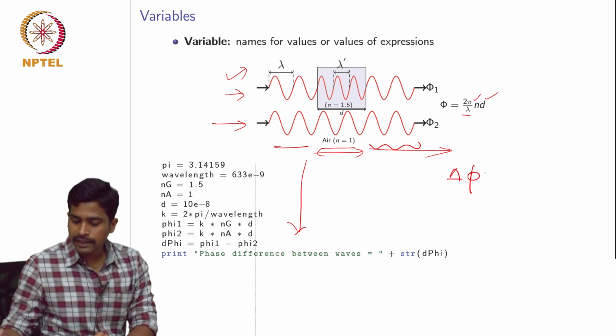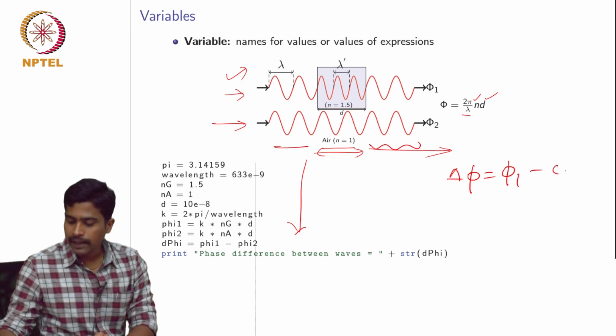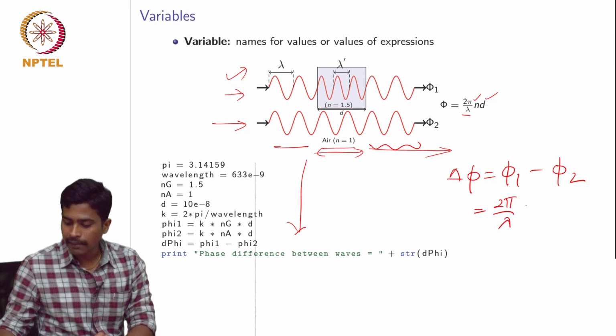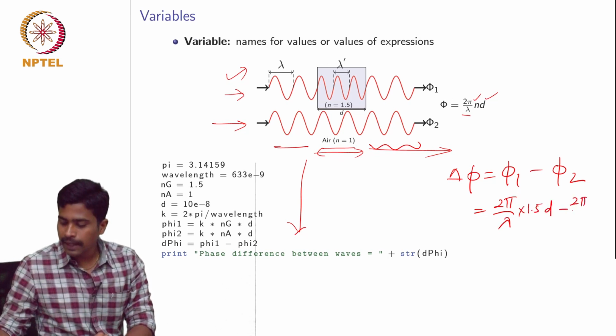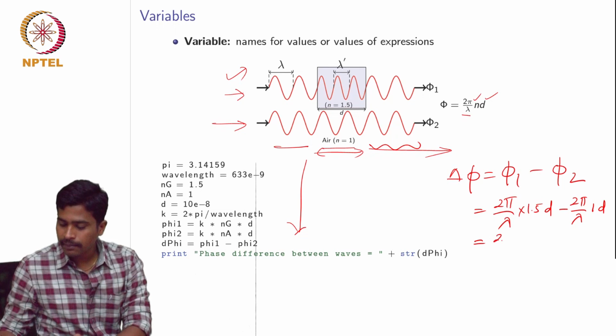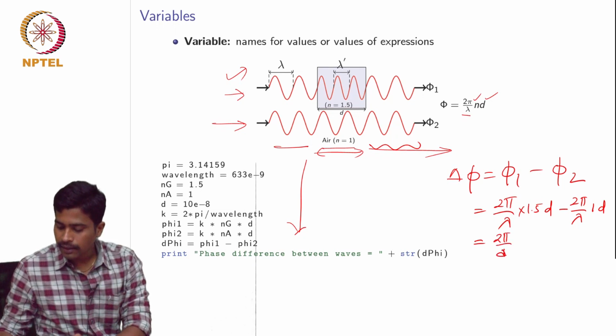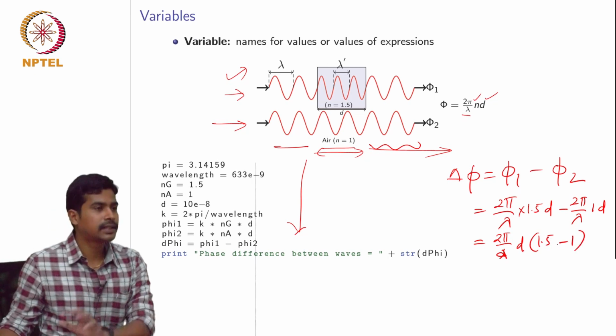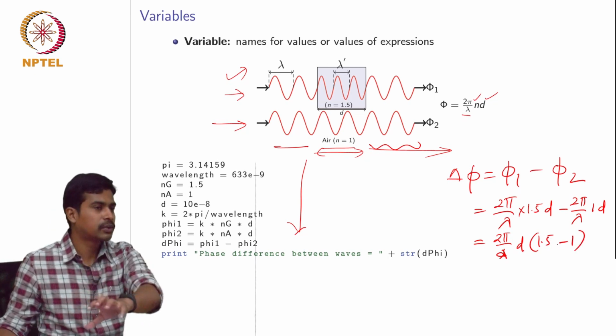So how do we calculate this phase difference? Delta phi is given by phi 1 minus phi 2, where phi 1 is 2 pi by lambda into 1.5 into d, minus phi 2, which is 2 pi by lambda into n, where n is 1 here, and the distance is the same. So the overall phase difference is given by 2 pi by lambda d into (1.5 minus 1). This is the phase difference between these two waves.